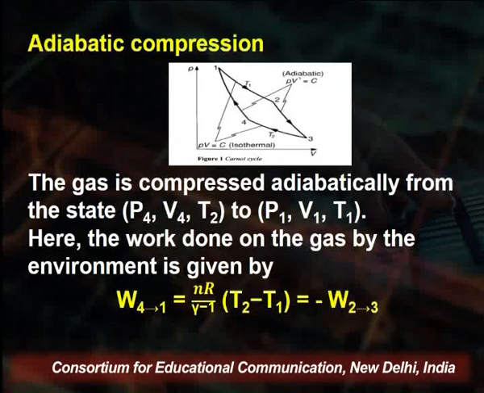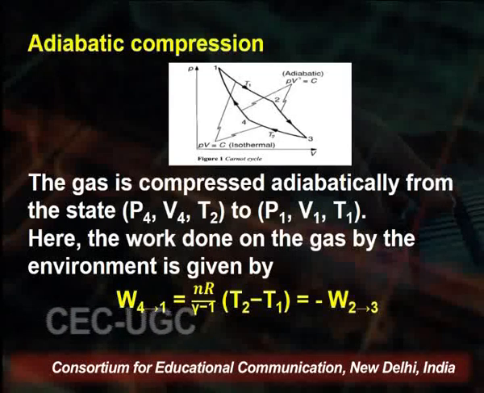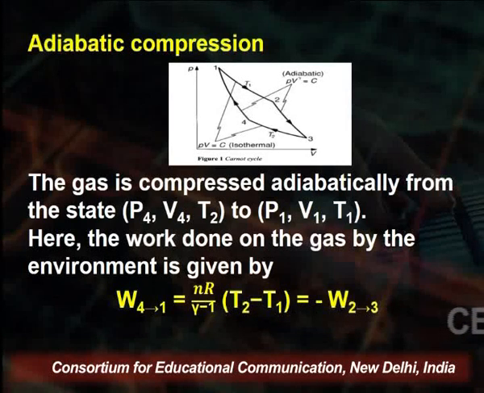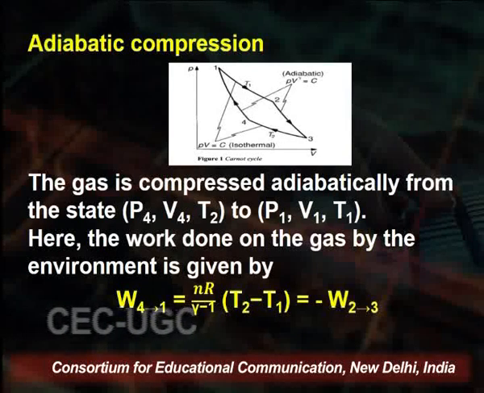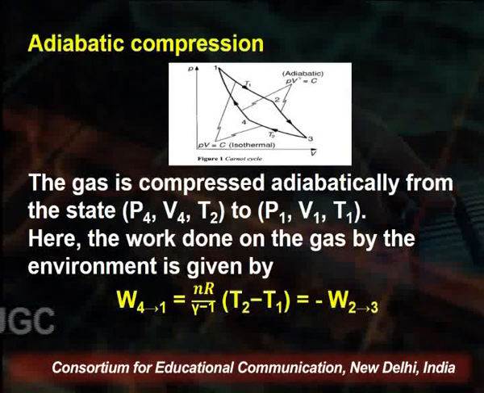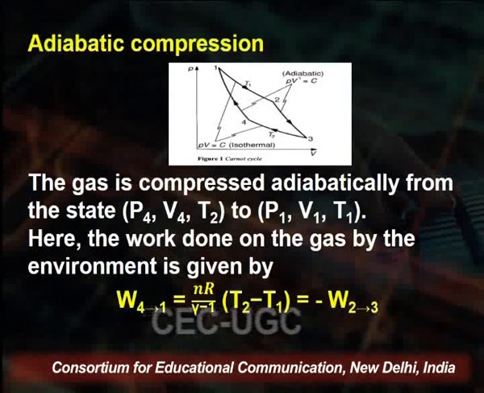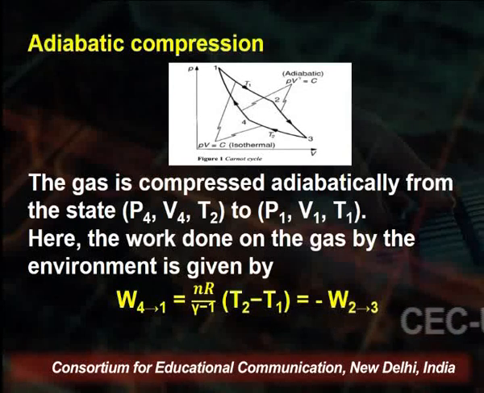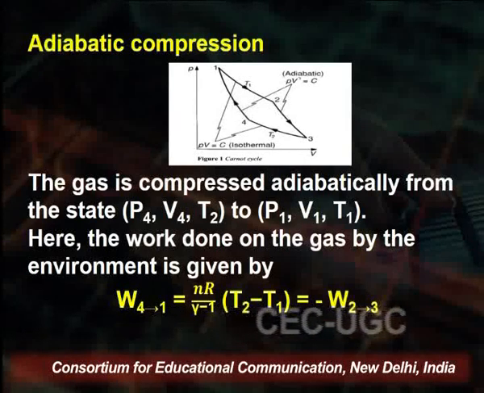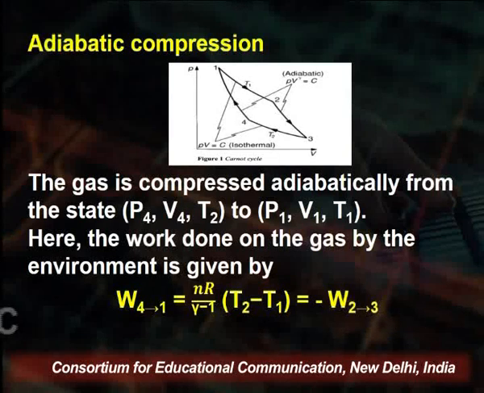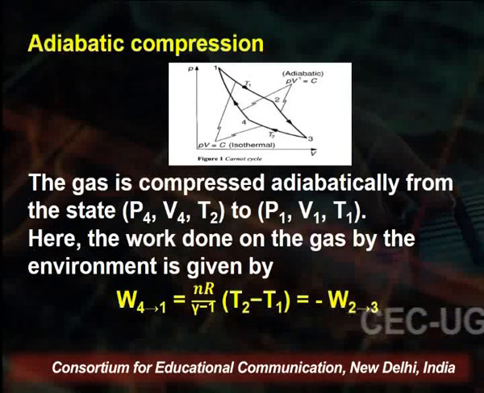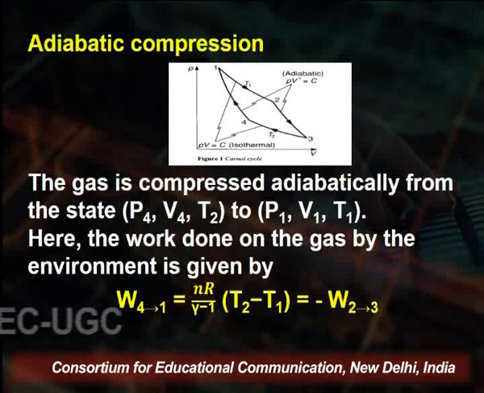The next process is the adiabatic compression. The gas is compressed adiabatically from the state P4, V4, T2 to P1, V1, T1. Now as you can see, the temperature is rising from T2 to T1 during this process. Here the work is done on the gas by the surroundings and is given by W4 to 1 equal to nR over gamma minus 1 times T2 minus T1, which is equal to minus W2 to 3. It means the work done by the gas in going from state 4 to 1 is the negative of the work done by the gas in going from 2 to 3.